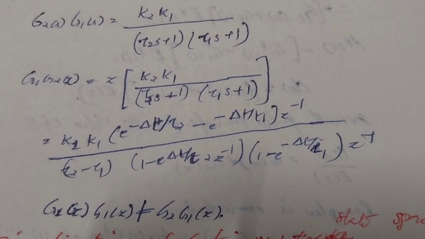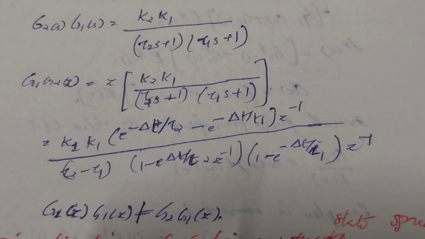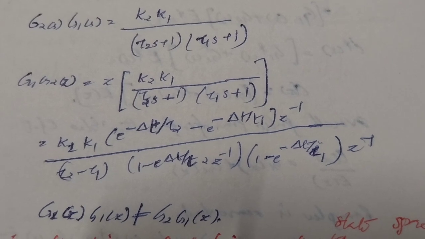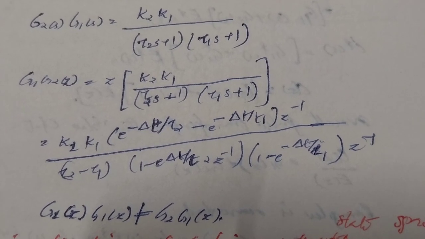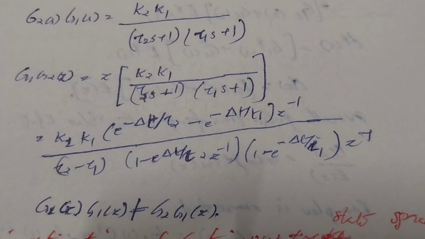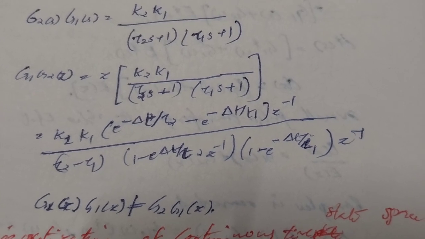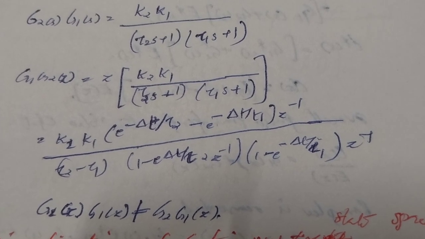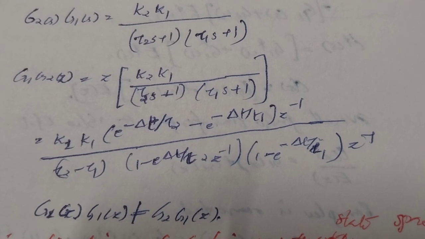minus e raised to minus delta t divided by tau 1, z raised to minus 1, divided by tau 2 minus tau 1, into 1 minus e raised to minus delta t by tau 2, z raised to minus 1, times 1 minus e raised to minus delta t divided by tau 1, z raised to minus 1. Hence G2(z) G1(z) is not equal to G2 G1(z).